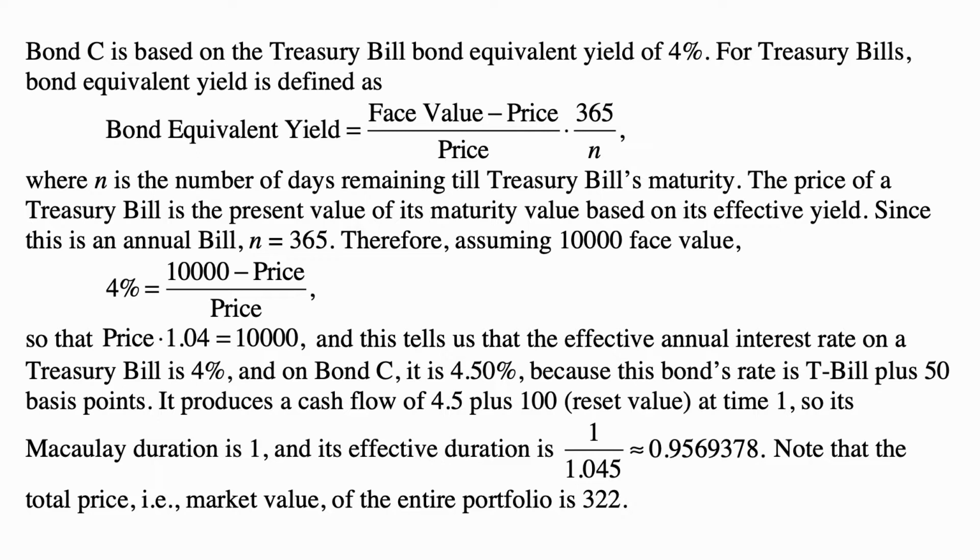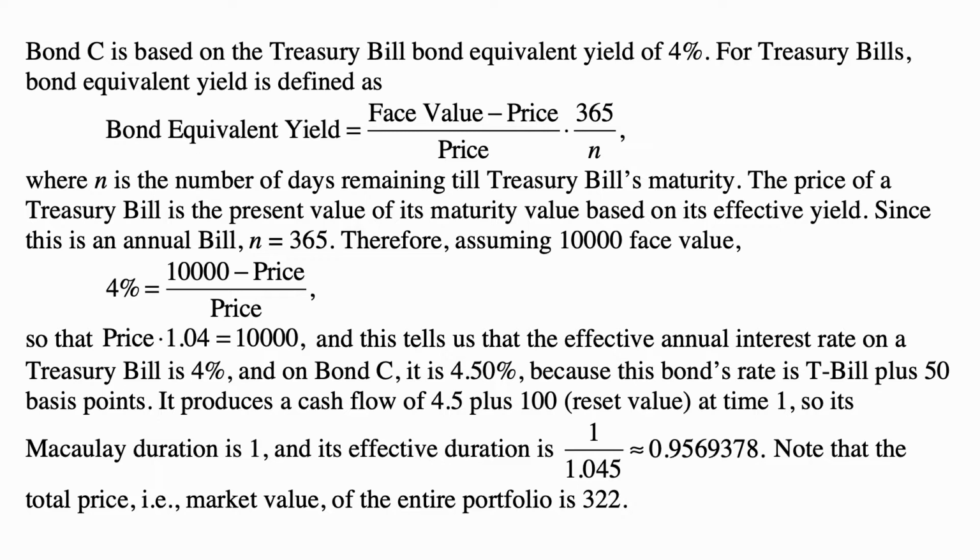So its Macaulay duration is 1, because basically it makes a payment 1 year from now, a payment of the reset value, which is the full principal return, basically, plus the interest. So the cash flow is at time 1, so Macaulay duration is 1. And its effective duration is 1 divided by 1.045, because that's the yield rate at which we're doing the calculation. So this is 0.9569378.